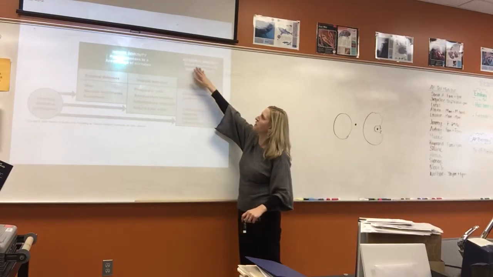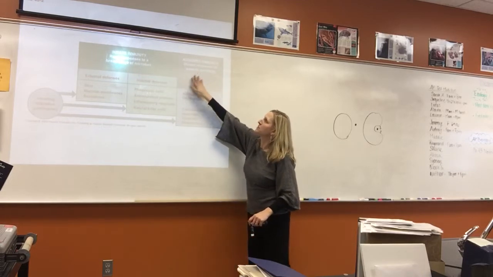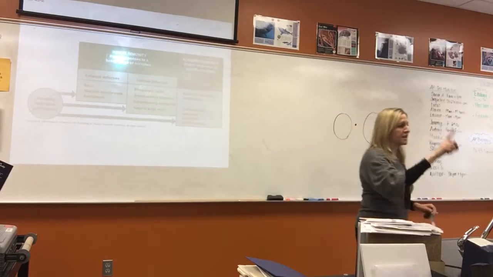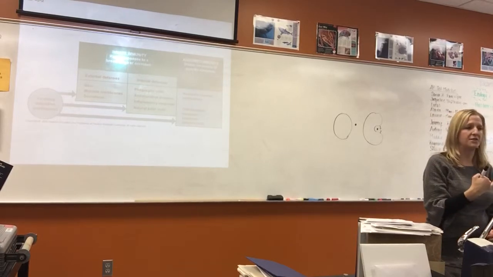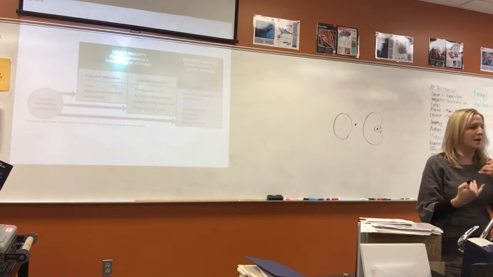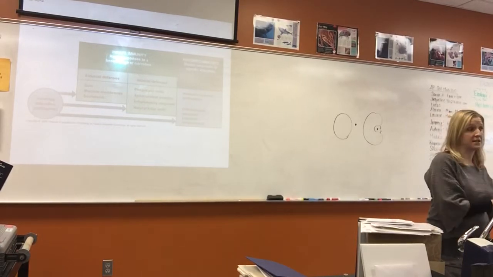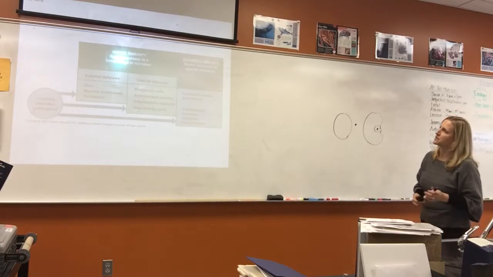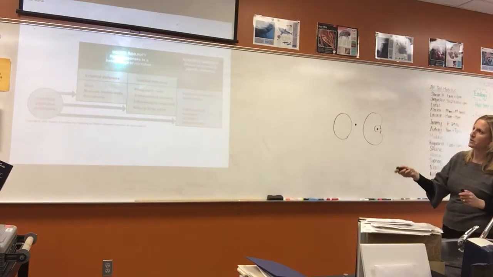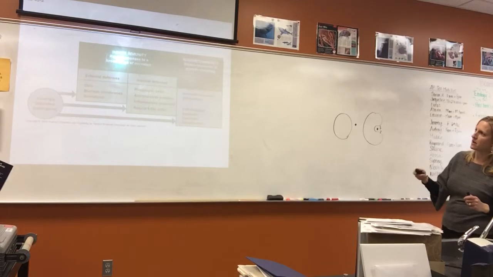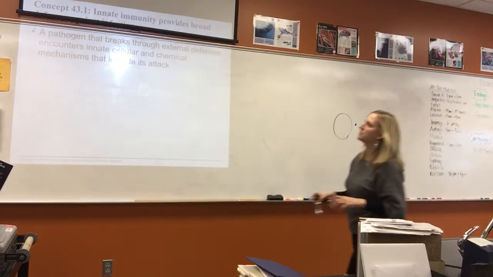The acquired immunity is a slower response, especially that first time that you ever come into contact with that pathogen. But the second time you come into contact with the pathogen, your response is much faster as a result of that. So today we're going to look at innate immunity, and tomorrow we'll start acquired immunity. So let's look at this innate immunity.